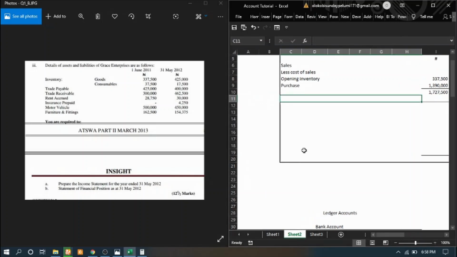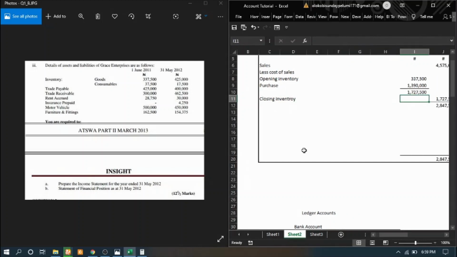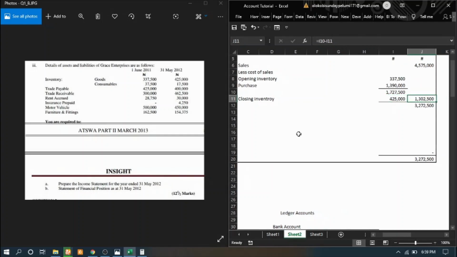So let's have our closing inventory. We don't have any carried in, we don't have anything of such. So closing inventory. Don't mind the spelling. The closing inventory for goods here is absolutely 425,000.